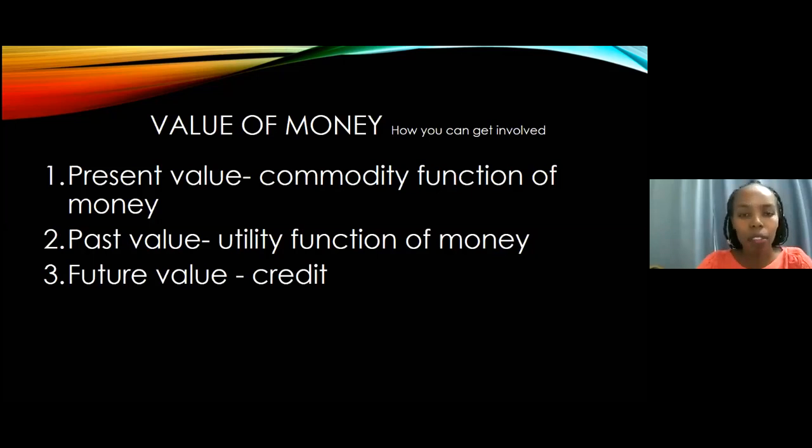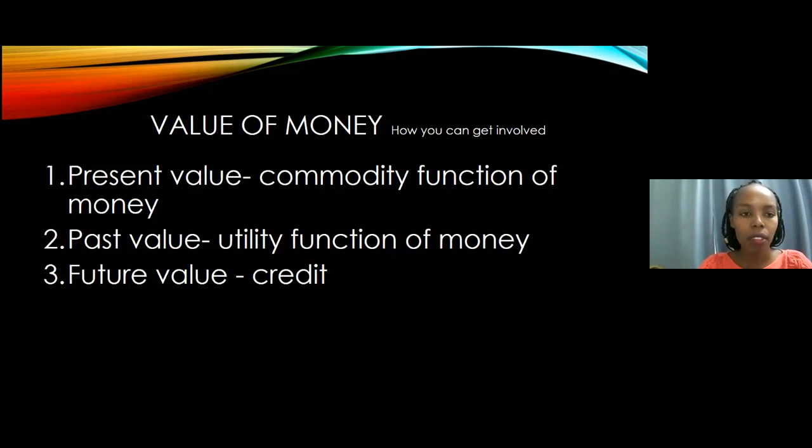The present value is the commodity function of Ubricoin, where Ubricoin acts as a commodity by itself. This is when you go to the market and buy and sell Ubricoin as a commodity. That is the commodity function of Ubricoin, and that is the present value of Ubricoin.